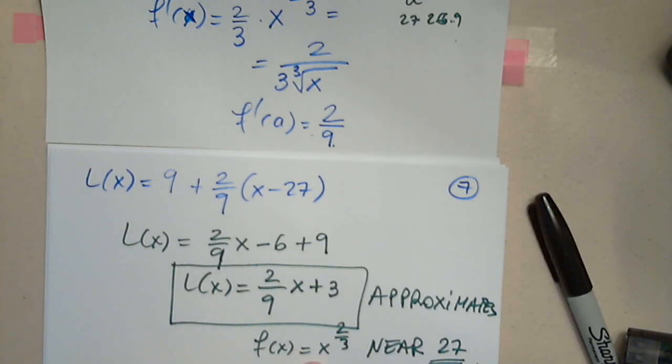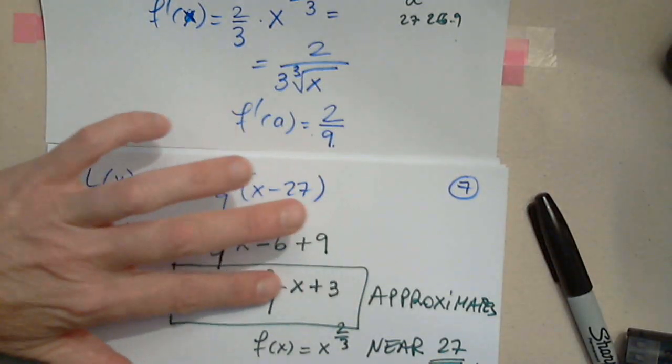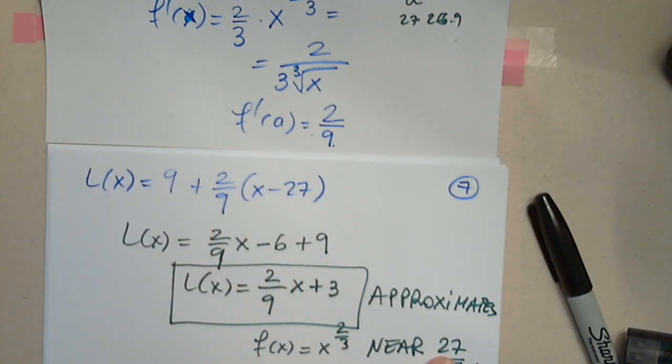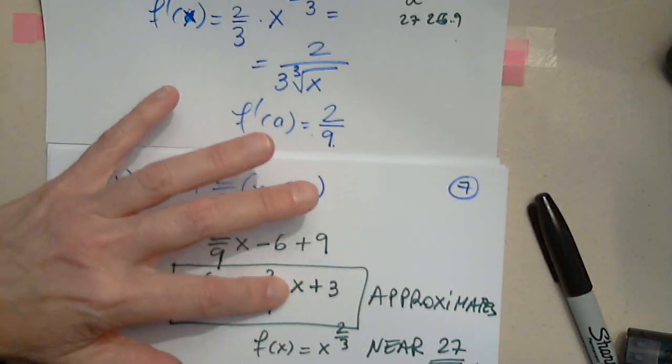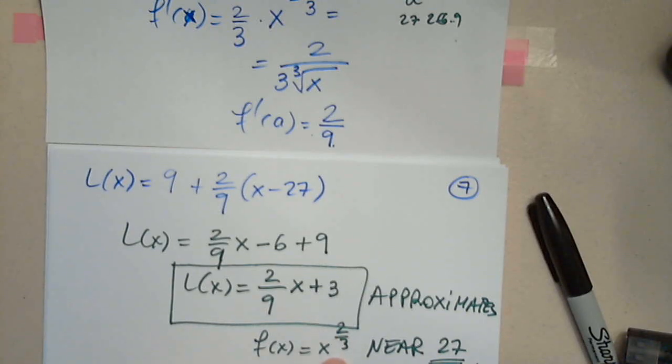So every function can be approximated with a line. Any function can be approximated with a line near a number. Because this depends on 27. If I change 27 into 5, this will be totally different. Approximating x to the 2/3 near 5 will look totally different. It will still be a line, but a different line with a different slope.